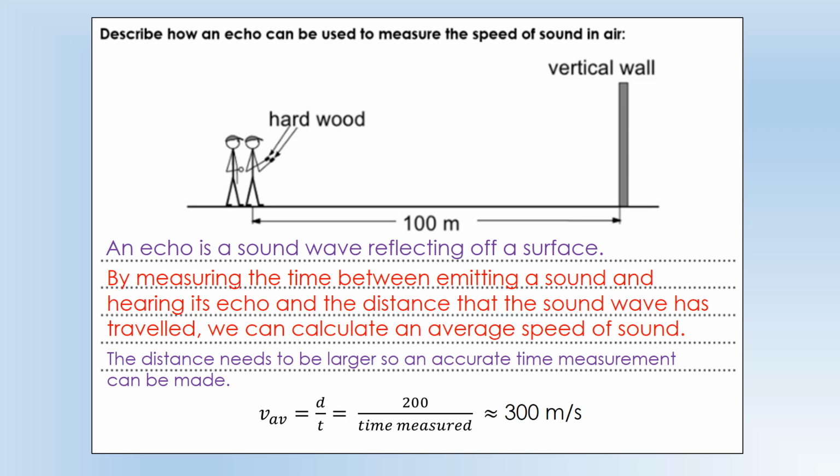And then the way we'd go about doing it: average speed is distance over time. The distance traveled by the wave is 200 meters. The time we get on a stopwatch, and it should come out as about 300 meters per second. It does vary slightly with temperature and air pressure and other things, but it will be around 300. Okay.